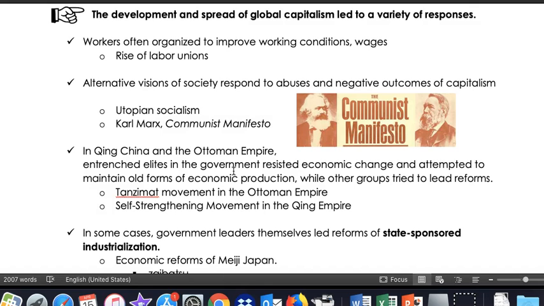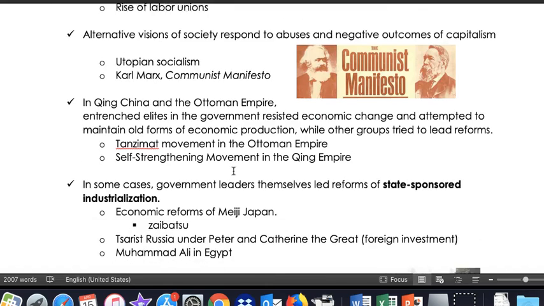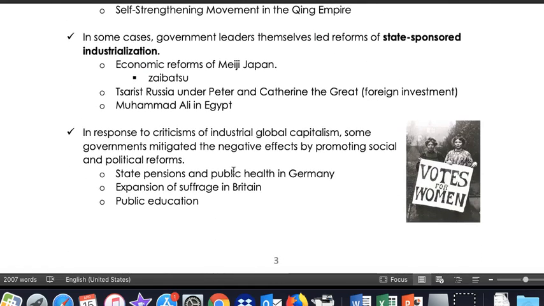We know that in the Qing Empire, the self-strengthening movement was an attempt to keep things Chinese, essentially, and kind of rid themselves of foreign influence. We know that industrialization happens sometimes as a result of state sponsorship. And what that means is that the government itself sponsored industrialization as a goal of the state. Meiji Japan is a major, major topic that you need to be aware of.